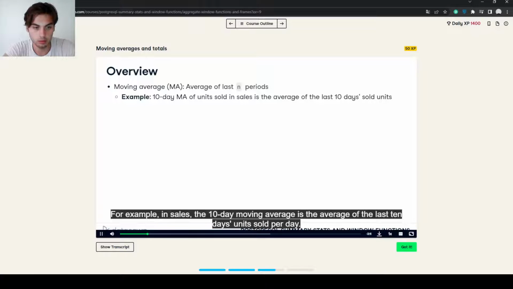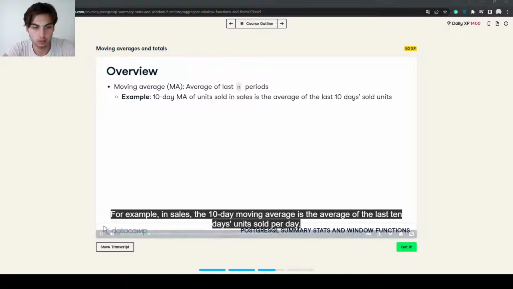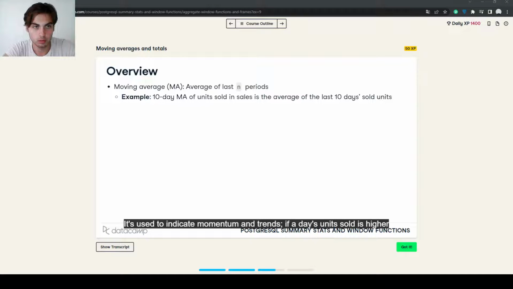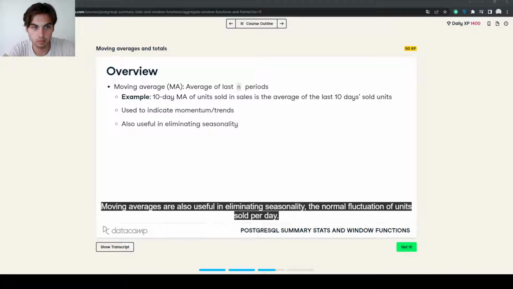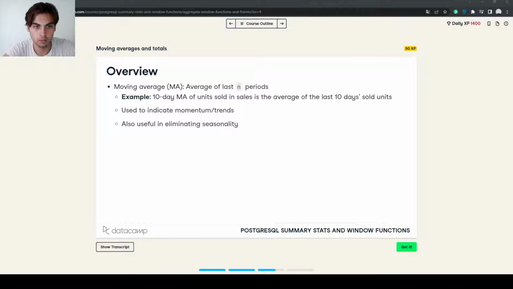moving average is the average of the last 10 days' units sold per day. It's used to indicate momentum and trends. If a day's units sold is higher than its moving average, then the next day, more units are likely to be sold. Moving averages are also useful in eliminating seasonality, the normal fluctuation of units sold per day.